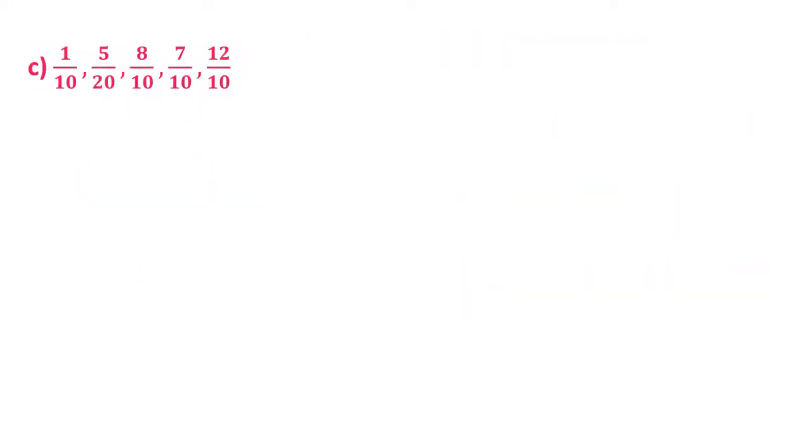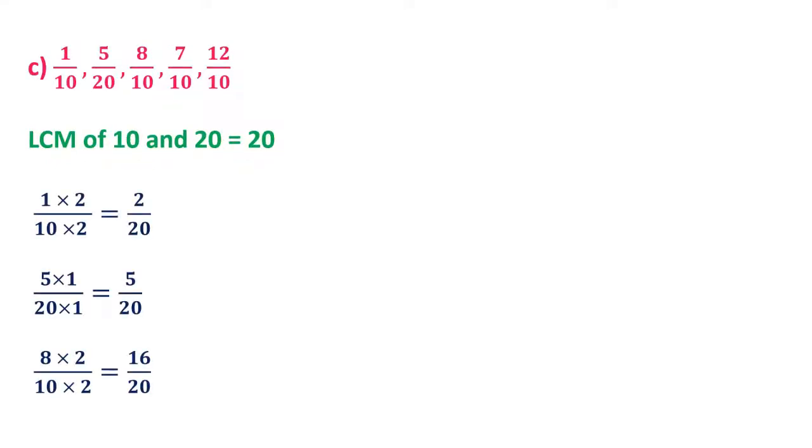Next question is, you can see here children again 1 by 10, 5 by 20, 8 by 10, 7 by 10, 12 by 10. So all the fractions you can see denominators same except 5 by 20. So we will convert and numerators are also different. So we will change the denominators and make them like fractions. So for that we need to find LCM of 10 and 20. So LCM we get here is 20.